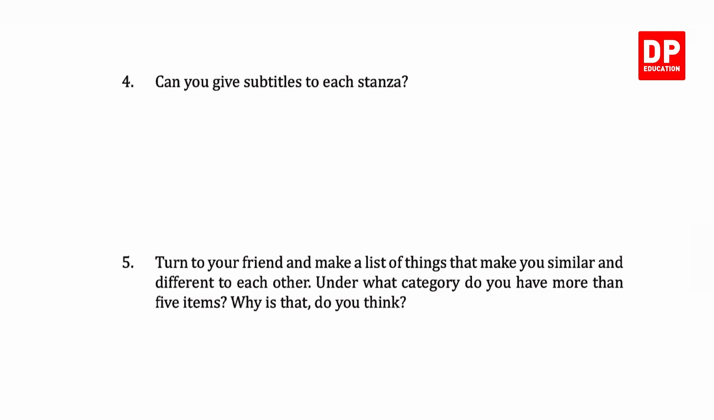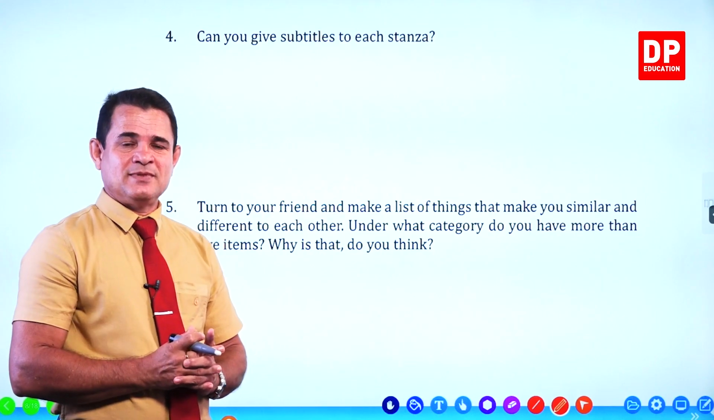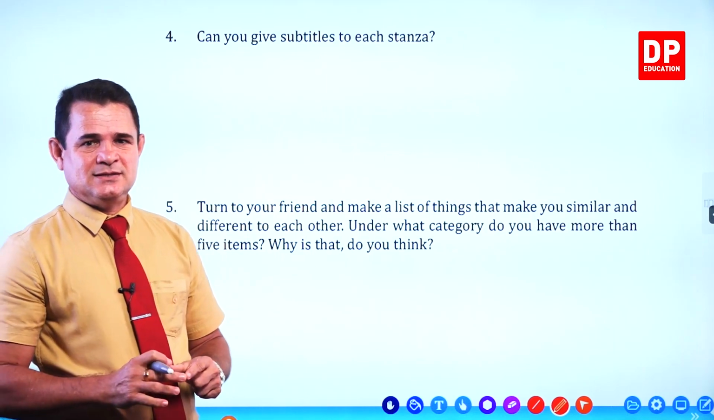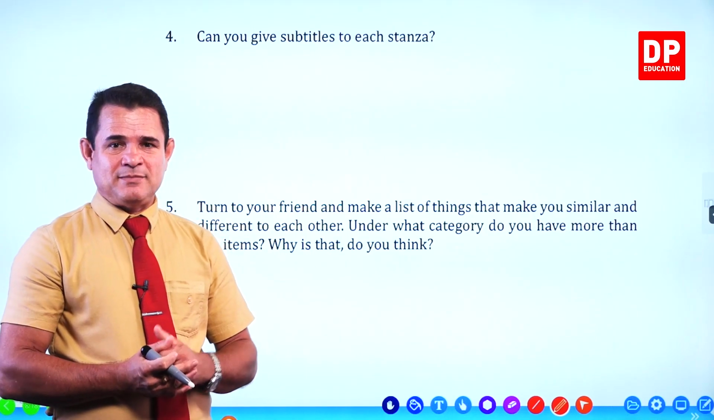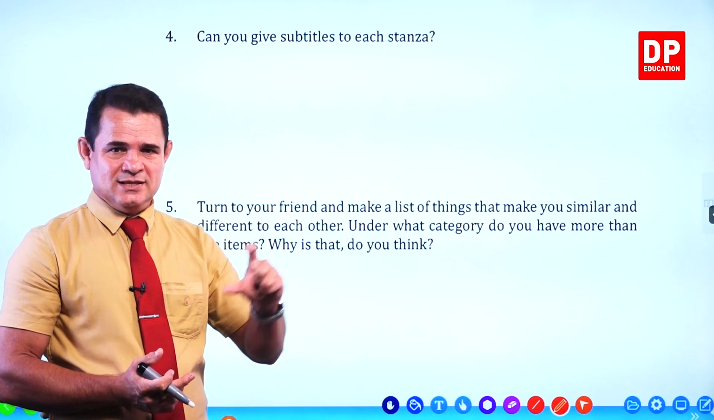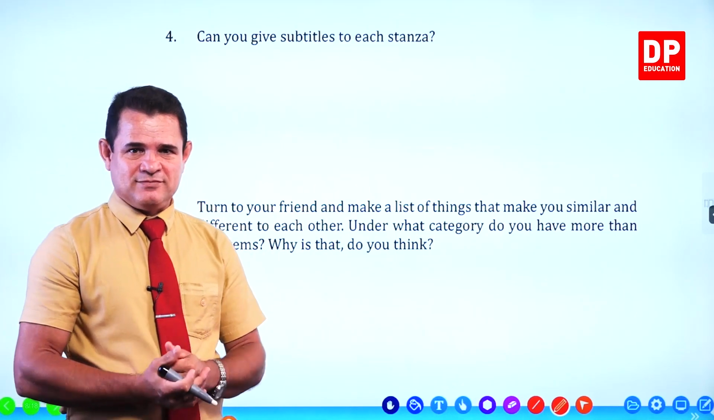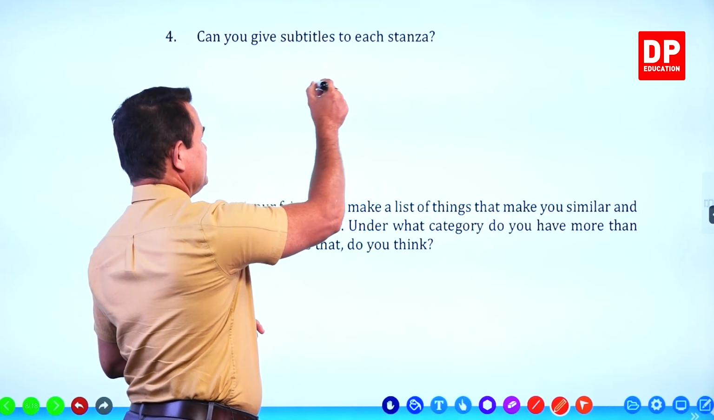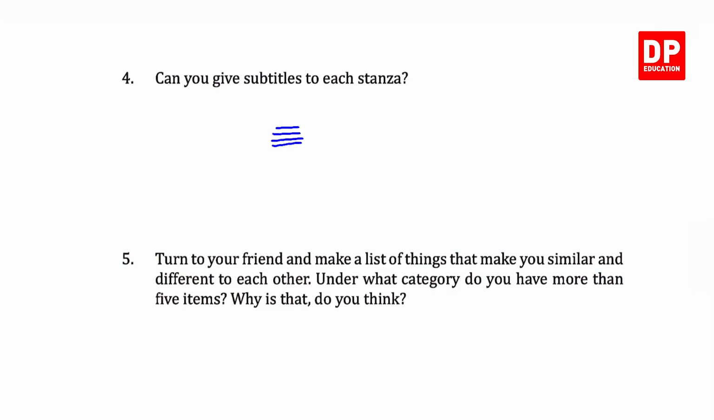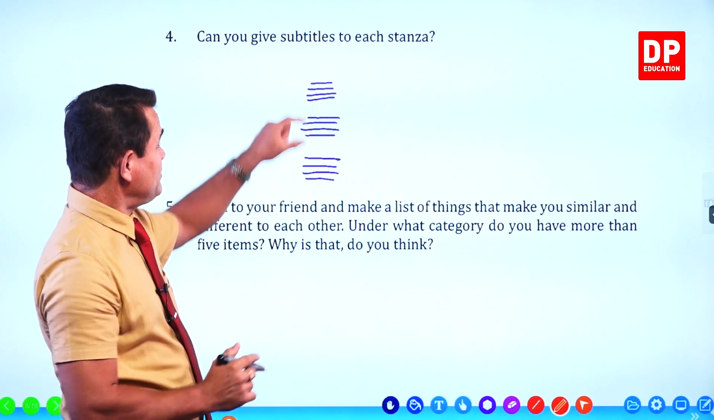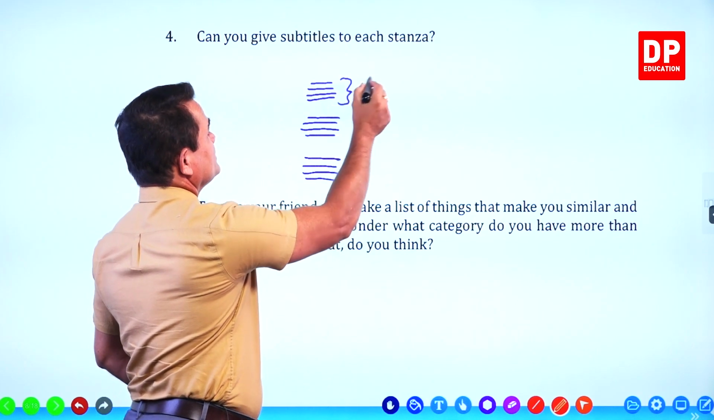Next one: can you give subtitles to each stanza? Stanza means, now you know, in a passage or an article you find paragraphs. We read a passage in the previous lesson, and it has paragraphs. In a poem there are sections, with three or four lines, and then the next three or four lines, and again three or four lines. So poems are written in that way. One such section we call a stanza.